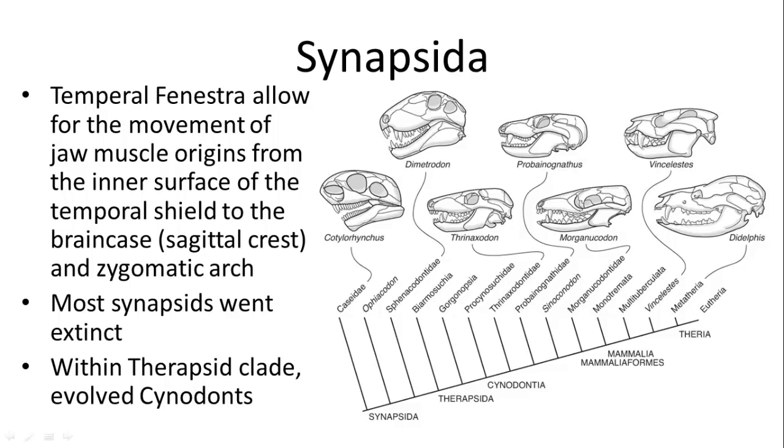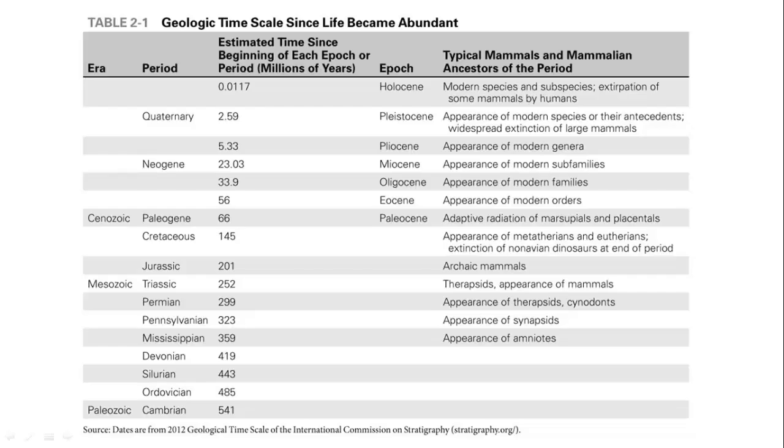Most of the synapsids went extinct, including most of the therapsids. But the cynodonts then are the ancestor which eventually gave rise to the mammals. So just for reference then, where we are. We have then within the Triassic and Permian the appearance of therapsids and cynodonts and the radiation of therapsids within Triassic. And finally, mammals come to the scene geologically in the fossil record in the Triassic as well.